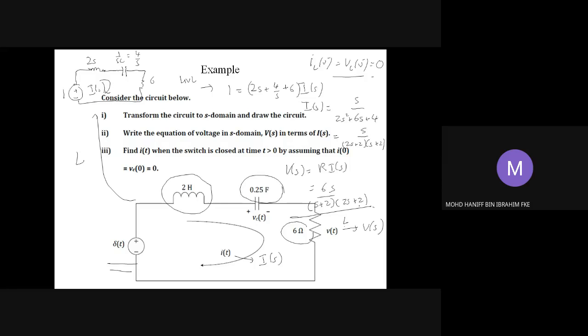So there's no switch basically. I'm not sure where the switch came from, sorry for that. And again, it's assuming that I0 and V0 are 0. So this is similar to our assumption just now.